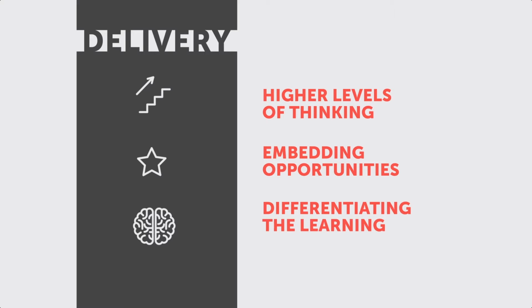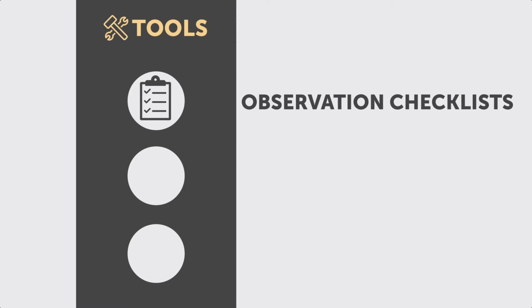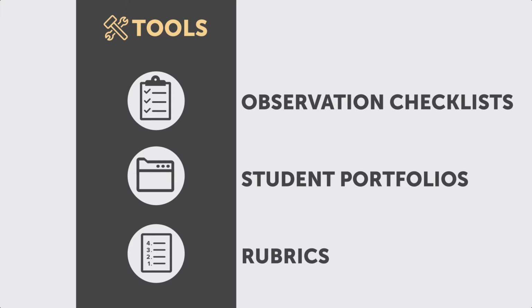Now that you can identify the basic components you should look for when determining if your activities are being implemented with fidelity, let's briefly review 3 tools that can capture fidelity component data. They are observation checklists, student portfolios, and rubrics. The first tool is observation checklists.